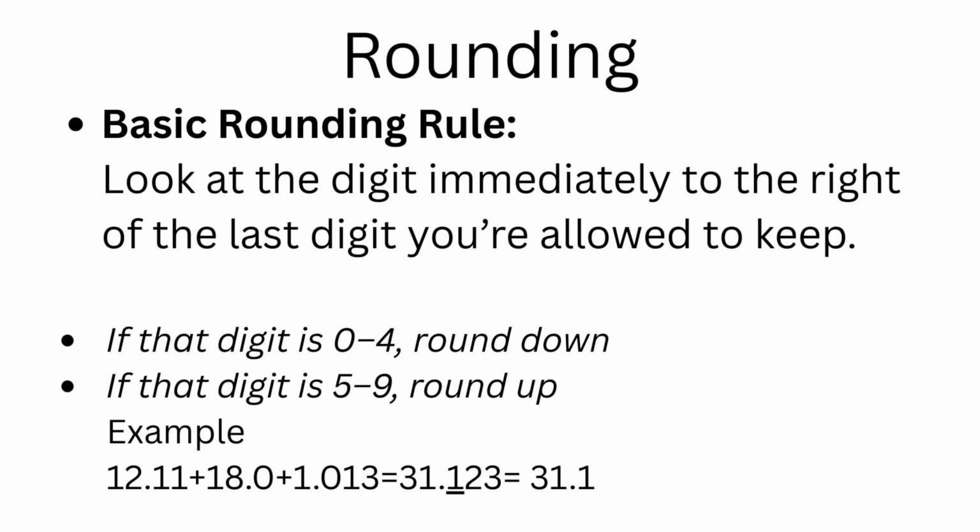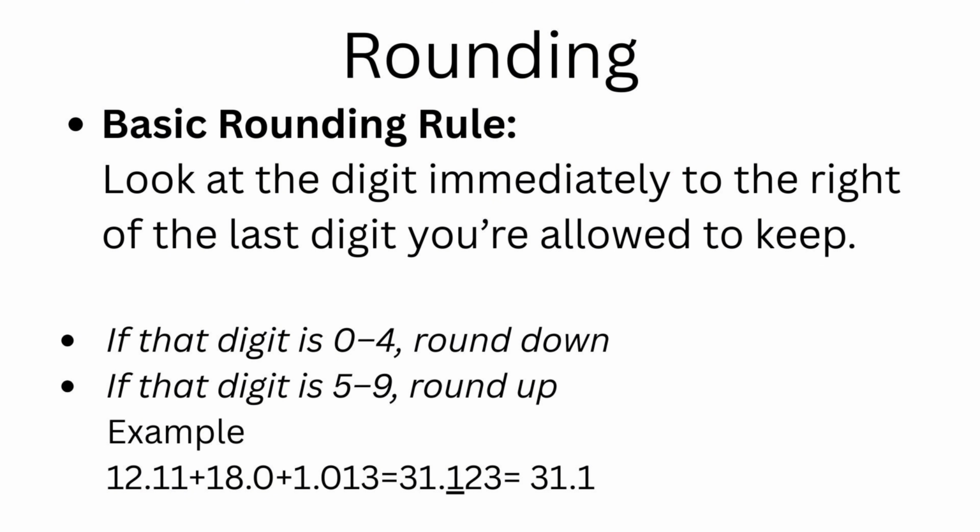Okay, so let's talk a little bit about rounding. This part follows standard rounding rules, but it is important to apply them after we have identified the correct level of precision. What is the basic rounding rule? You have to look at the digit immediately to the right of the last digit you are allowed to keep. If that digit is between 0 and 4, round down. If that digit is between 5 and 9, round up.